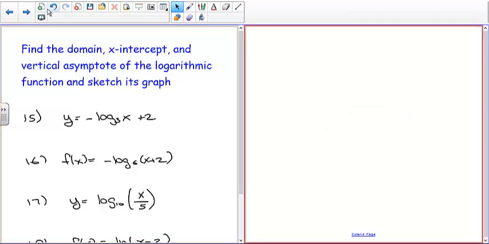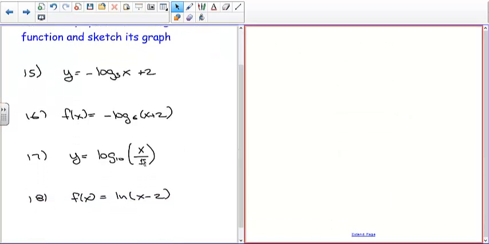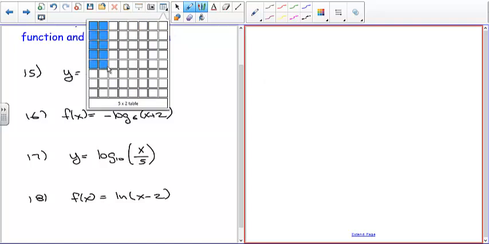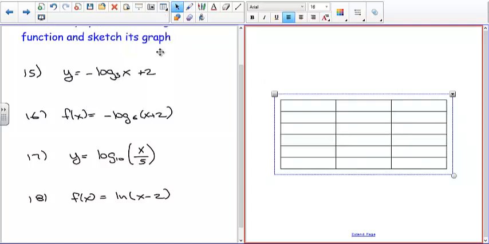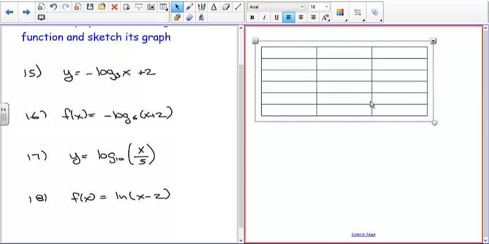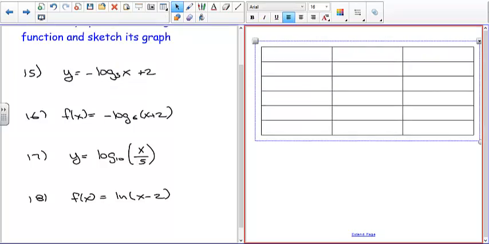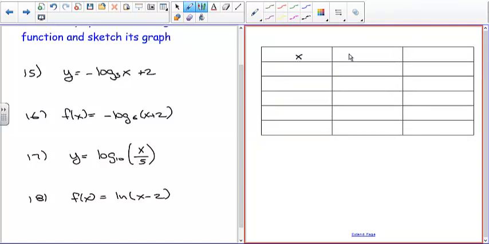Okay, next one. So here we got x divided by 5. Again, we're going to make this table up about the same size. If I make it a little too big, no big deal. Again, I'm going to pick the x values to make this thing work out. So this is x, and this is x over 5. And then we'll do log to base 10 of x over 5. And what we want is this to be 1. And, is that right?